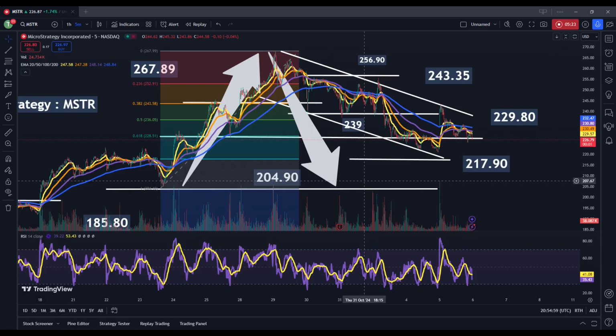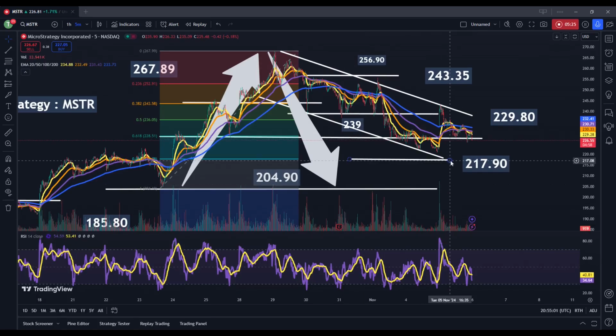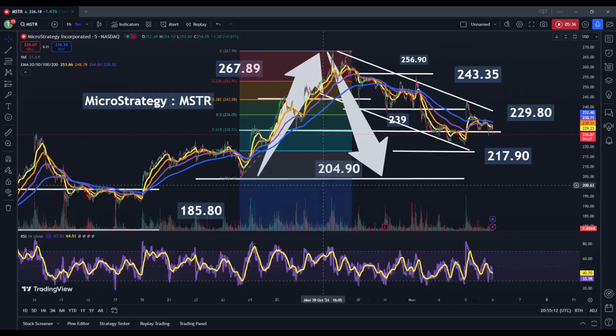So this is sort of the last line in the sand here. You do need 217.90 to hold. If you're bullish, you want to see 243 break, and you want to see 217.90 hold to the downside. So these are the current price levels that I'm watching.